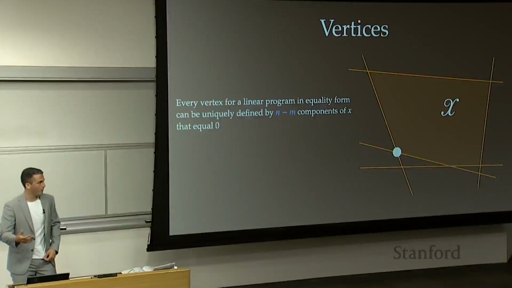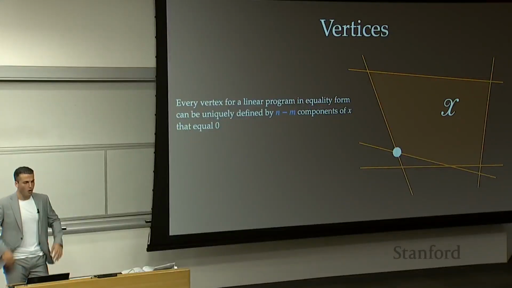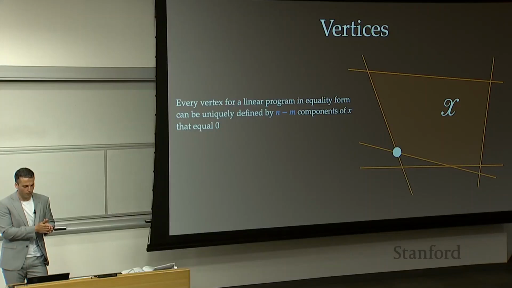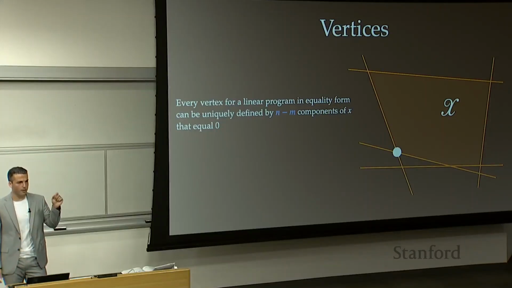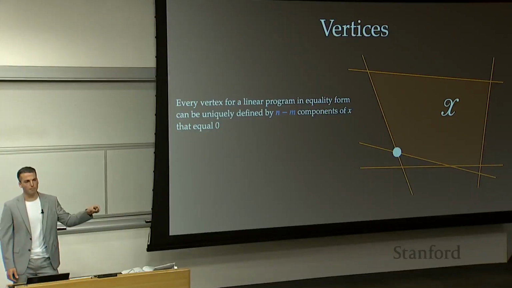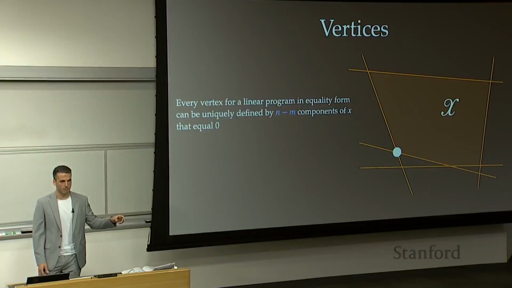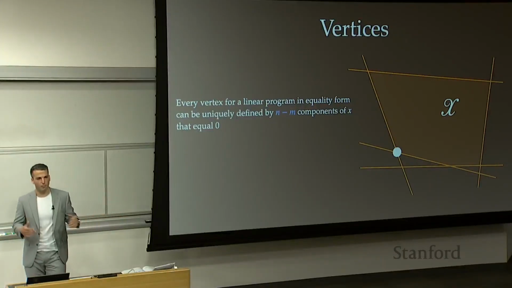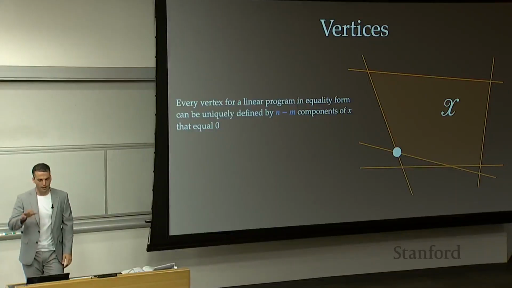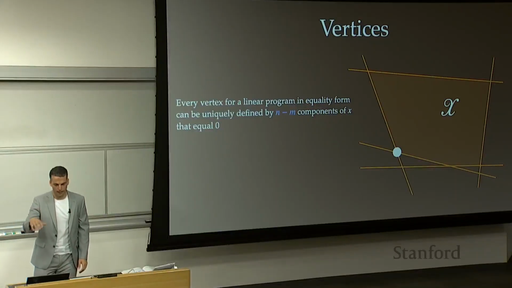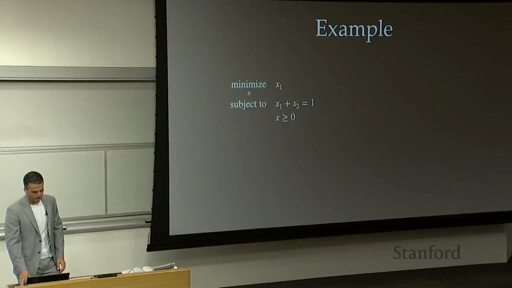The important fact that we're going to be working with here is that for our linear programs in equality form, every vertex is uniquely defined by n minus m components of x equal to 0. When you see that written up there, you're like, okay, but why is that the case? That's what we're going to go into now, and I think the best way to do that is through an example.